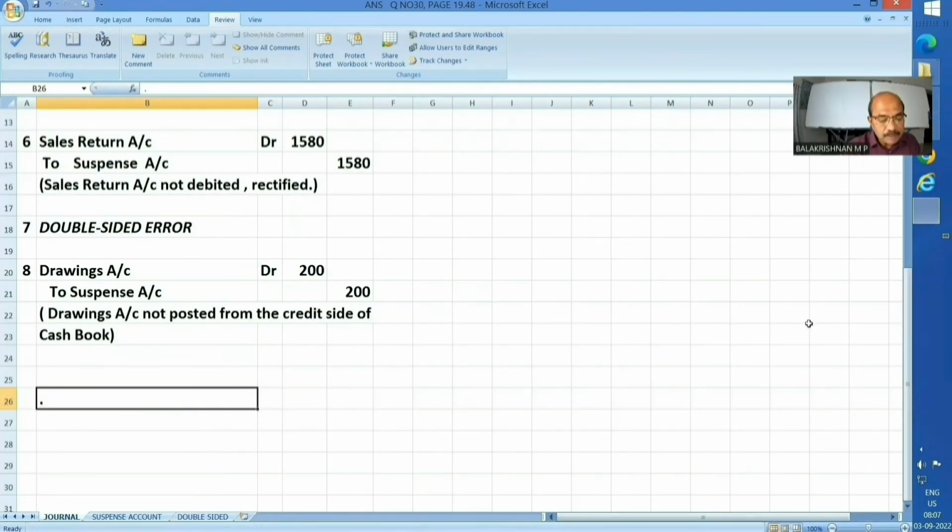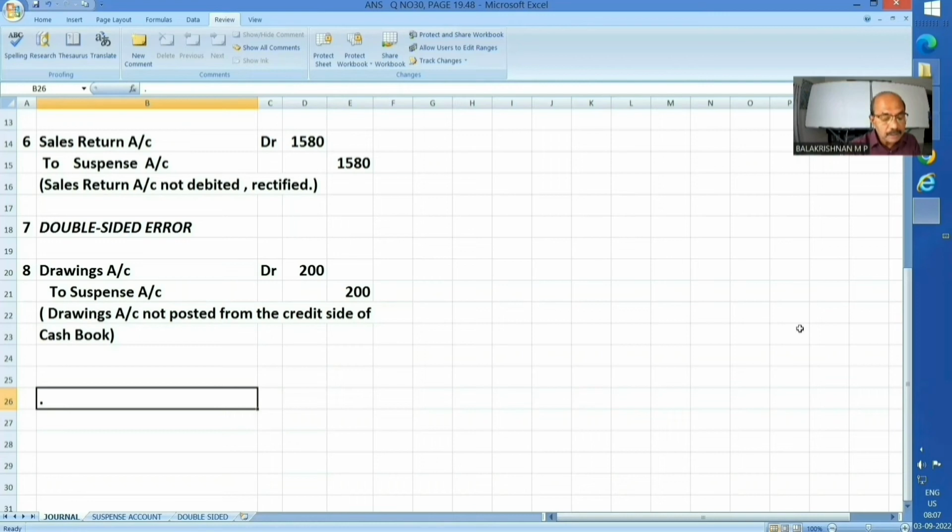Sales return book was untotaled, so personal accounts were posted rupees 1,058. Well, students, you should know that when entries are made in a sales return book, or for that matter any day book, the day book will be totaled, and the total will be suitably debited or credited, and the party also will be suitably credited or debited.